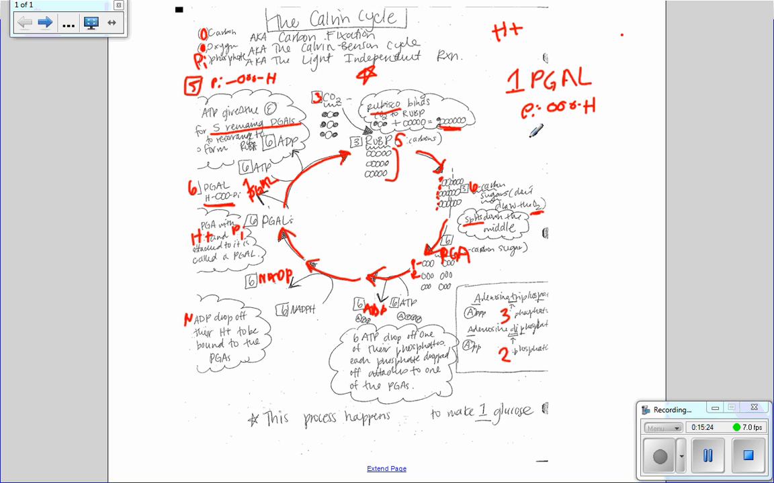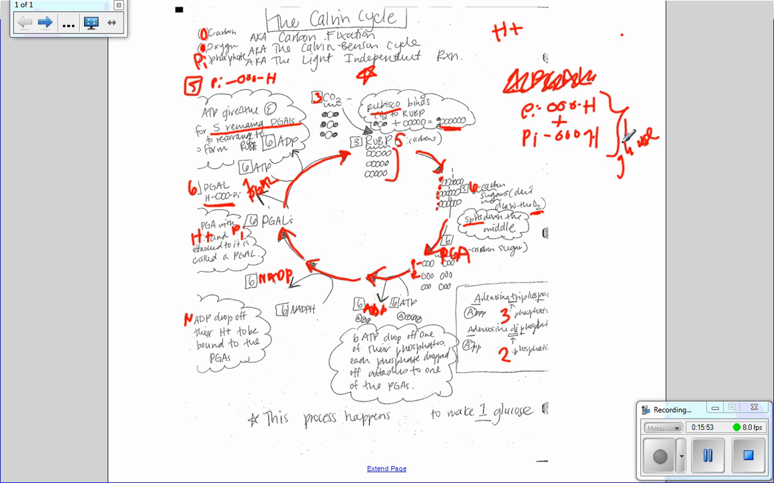What about the second round? We get to keep 1 again, right? So when we come back through one more time, we get another 1. So now, after we've gone through the process twice, we now have 2 P-gals. We've used 6 carbon dioxides, and we can make 1 glucose molecule.